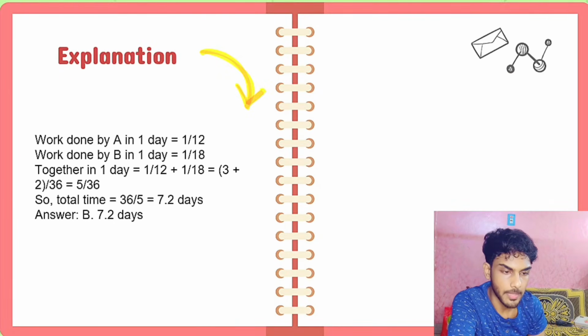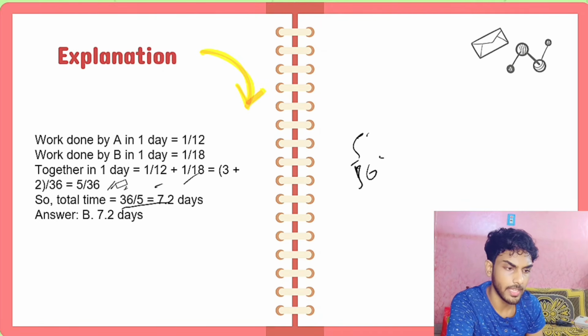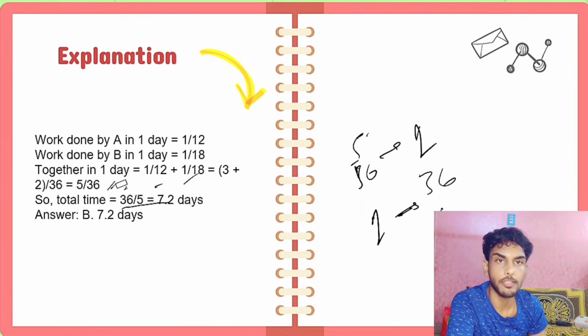Same thing, 1 by 12 plus 1 by 18. You need to find this, so you'll be getting this one. This is the work done in one day. We need to find out the total work. So simple unitary method: if this much work, 5 by 36, is done in one day, then the total work will be done in the reciprocal, right? It will be 36 by 5, which is 7.2.